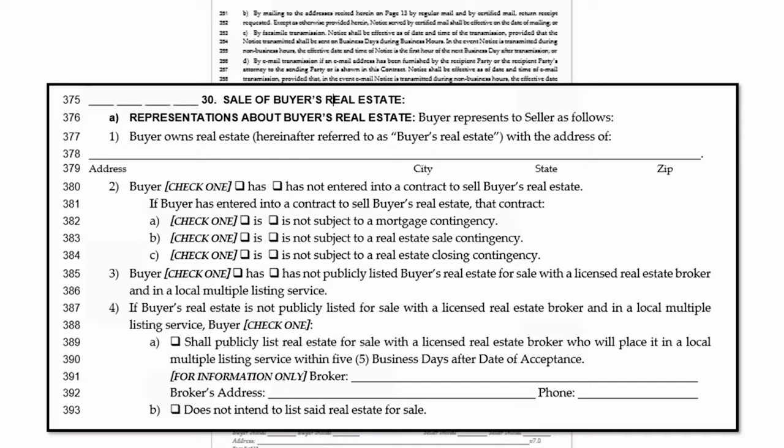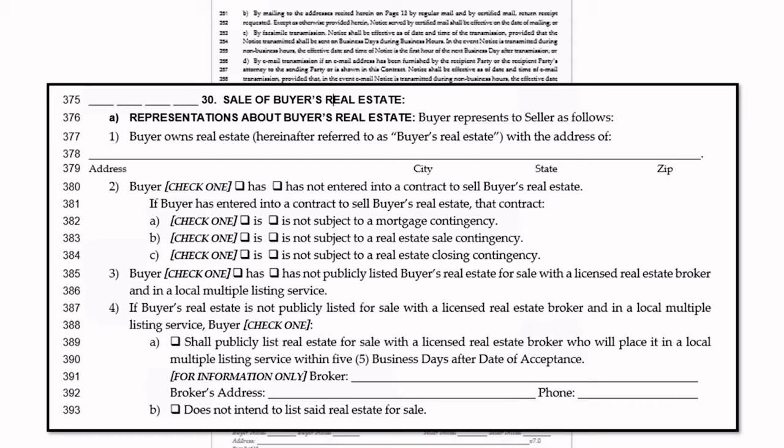That's what happens if they have not entered into a contract. So now let's do it if they did. So now your buyer has a contract on their property, but he cannot close on the next one unless he closes on his. Now remember, back in the financing paragraph, it said that this contract is not contingent on the sale or closing of the buyer's property unless you use paragraph 30.